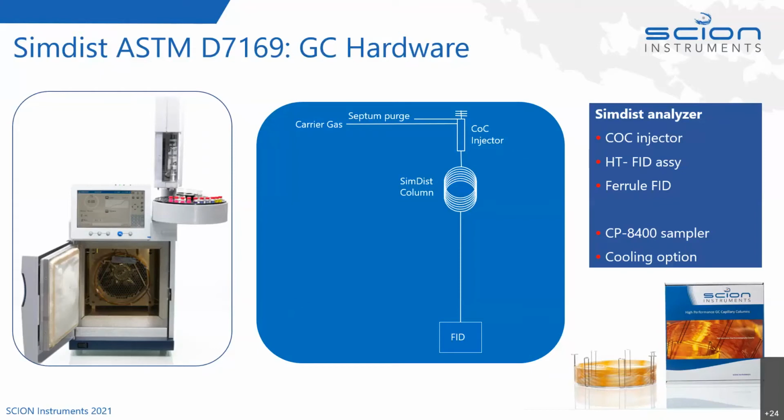So it's a cold on column injector we're using. We're also going to use a high temperature FID. All the ferrules in that are all selected for high temperature work because we need to go to the high temperatures to elute the last bits, the last fractions of the crude oil. We have different cooling options to cool the oven and cool the cold on column injector.